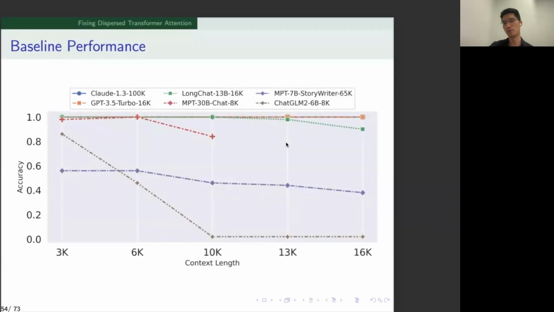Again, we have the same competitors here. This time, Claude and GPT 3.5 still perform pretty well. And LongChat is a little bit better. Well, it's actually pretty nice. It's really close to Claude and ChatGPT. But we still see a performance drop at 16K. Also keep in mind, this LongChat model needs to be fine-tuned on 16K sequences.